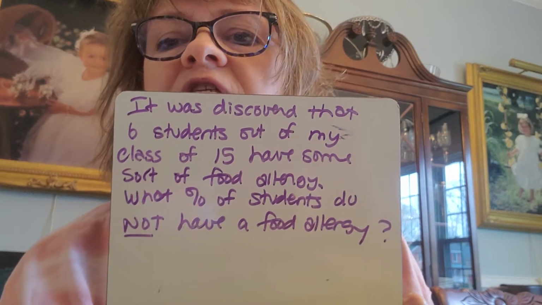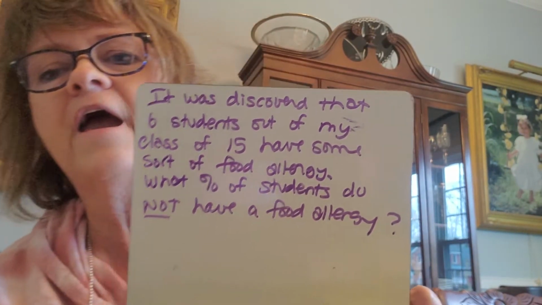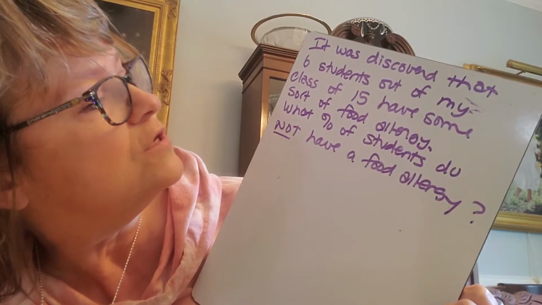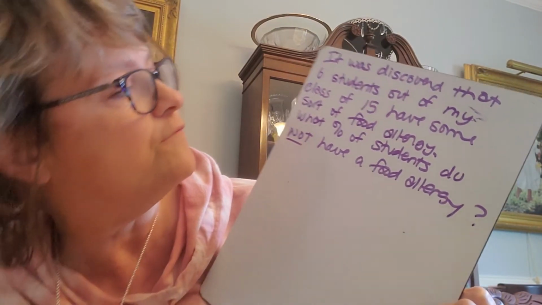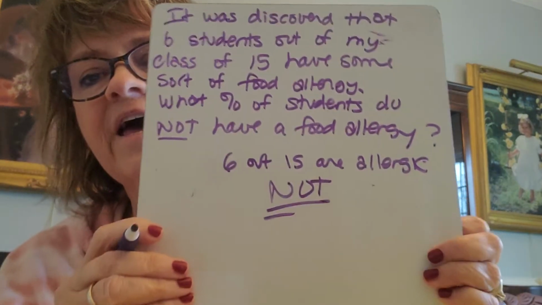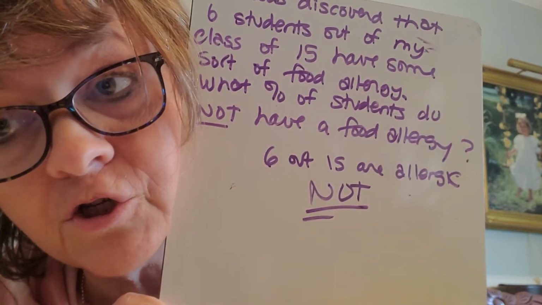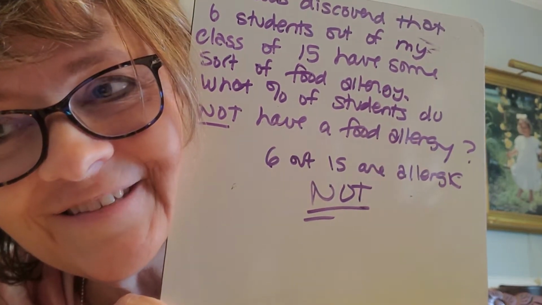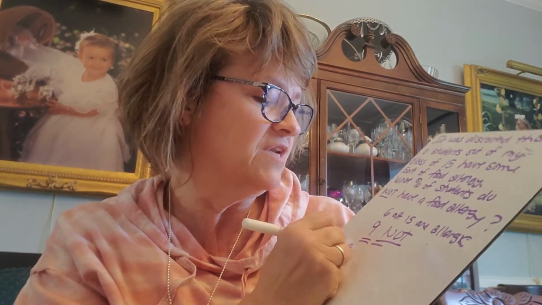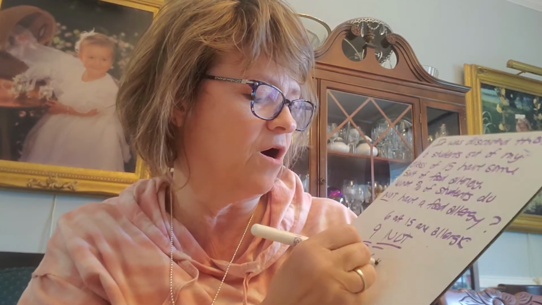Okay. It was discovered that 6 students out of my class of 15 have some sort of food allergy. So 6 out of 15 are allergic to something. But they want to know how many are not allergic. So if 6 out of 15 are allergic, how many are not allergic? Good job. 9. So 9 are not. So 9 out of 15 are not.